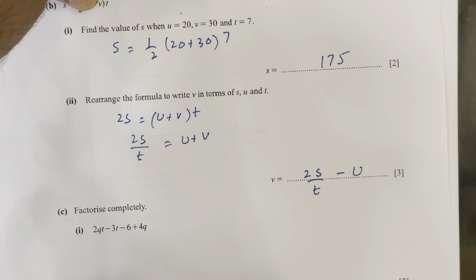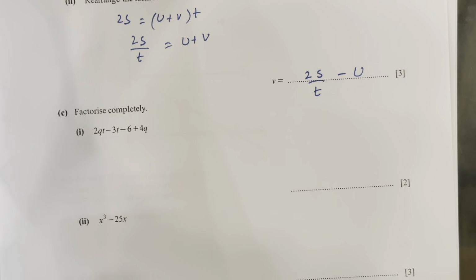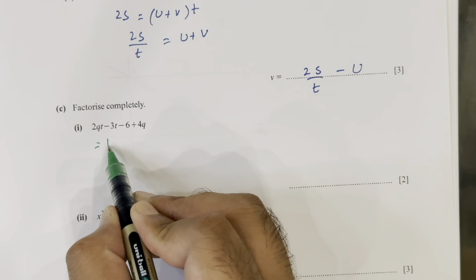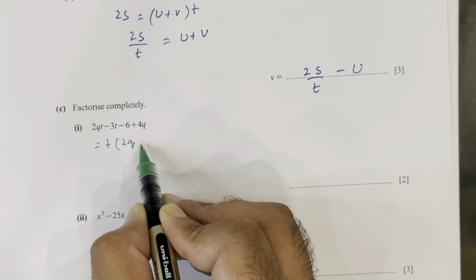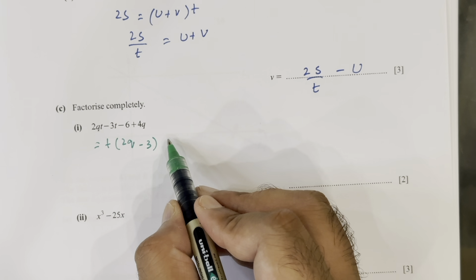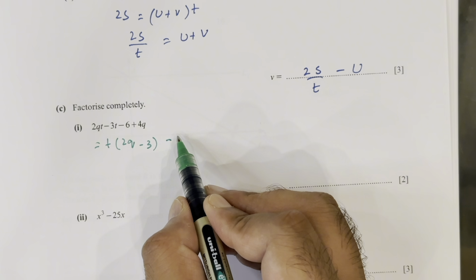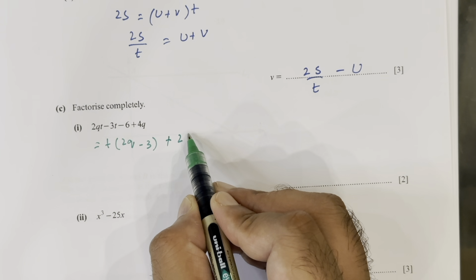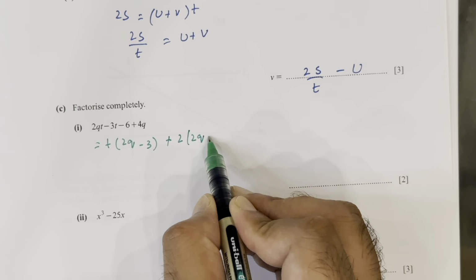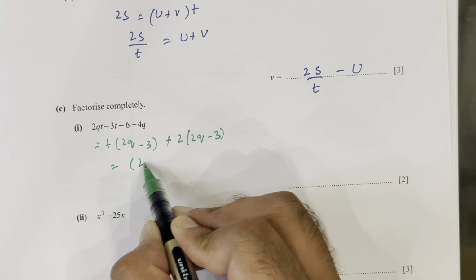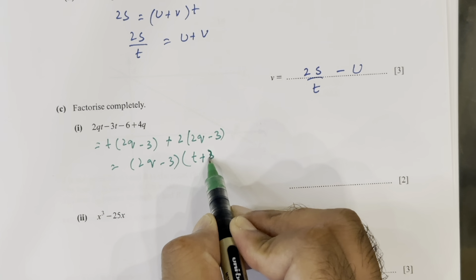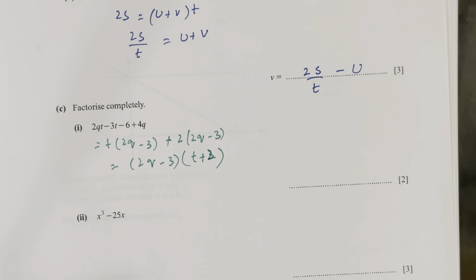Factorize completely 2qt minus 3t minus 6 plus 4q. Okay, we need to take t common from here. It would be t(2q minus 3), and taking plus 2 common, we write 2(2q minus 3). Then 2q minus 3 would be common. It would be (2q minus 3)(t plus 2). So this will be our final answer.